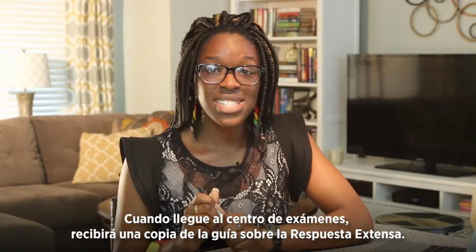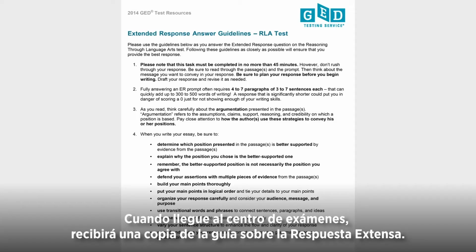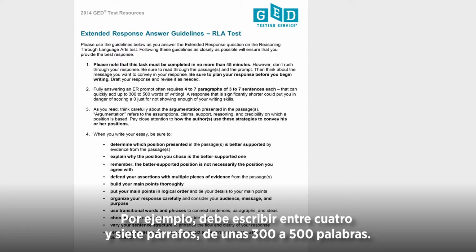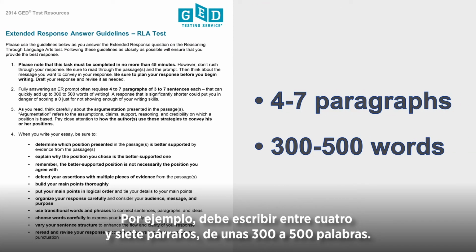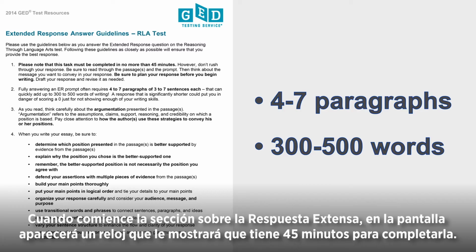When you arrive at the testing center, you will receive a copy of the Extended Response Answer Guidelines. The guidelines give you some tips for maximizing your score on the extended response. For example, you should write 4 to 7 paragraphs and about 300 to 500 words. The other videos in this series will cover many of the points included in the guidelines.